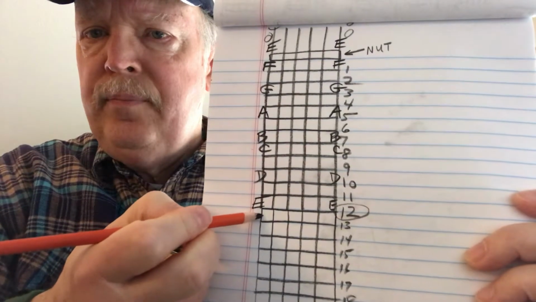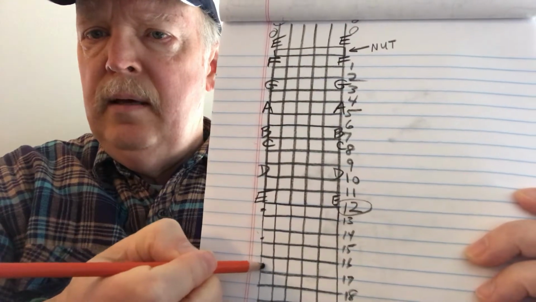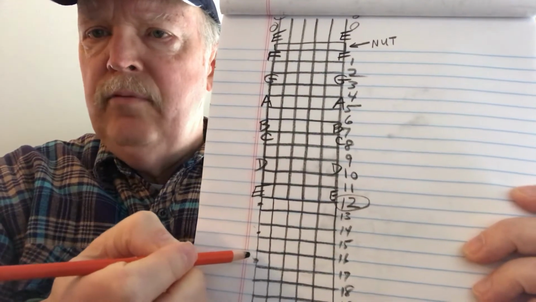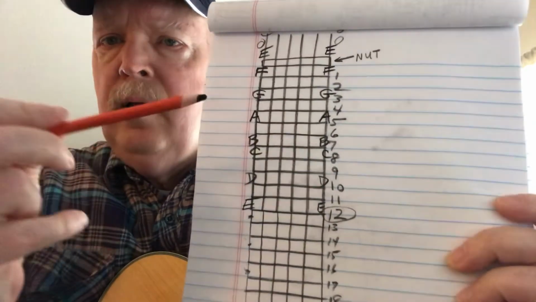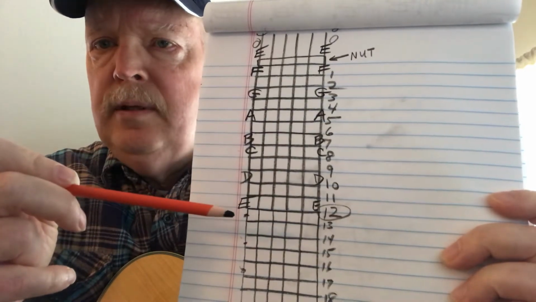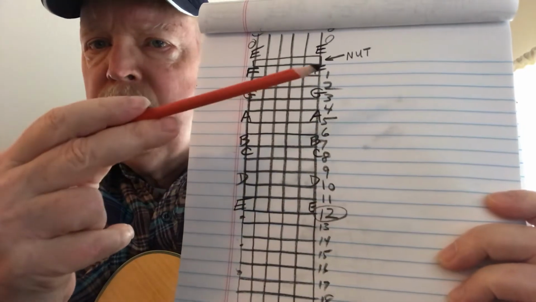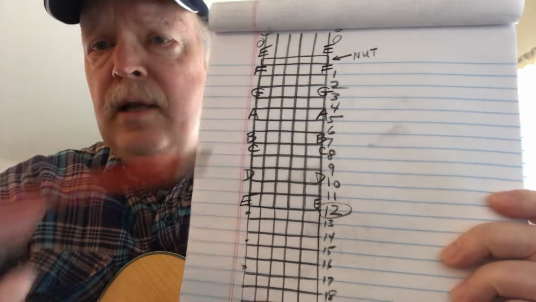This would be F, 13th fret. This would be G, 15th fret. This would be A, 17th fret. Okay, so if you could just learn those notes from the open up to the 12th at least, if you learn them on the sixth string, you automatically have them on the first string because they're the same notes, they're the same letters. And that's a good starting point.